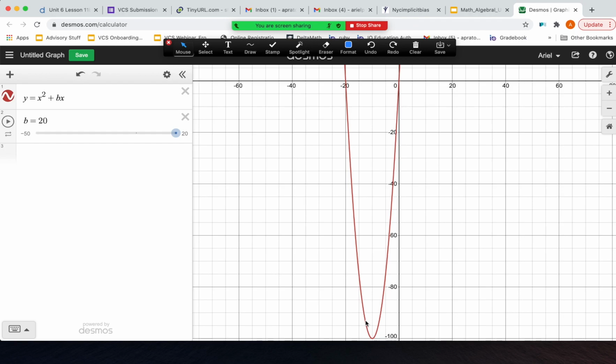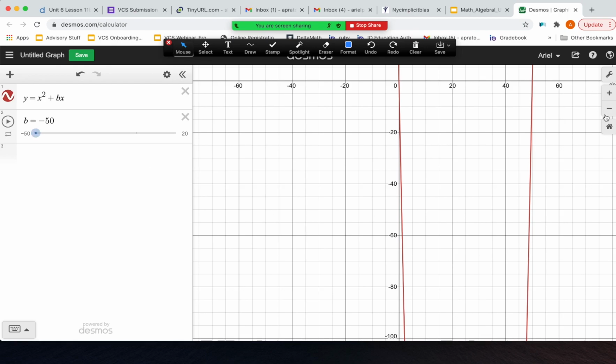Interesting. Take a moment and think. When I make the linear term a negative 50, what do you think the x-intercepts are going to be? The x-coordinates of the x-intercepts are going to be. What do you think the x-coordinate of the vertex might be? Let's zoom out.